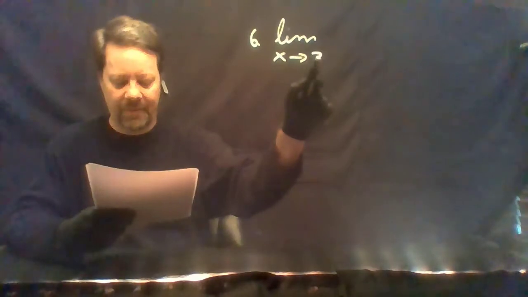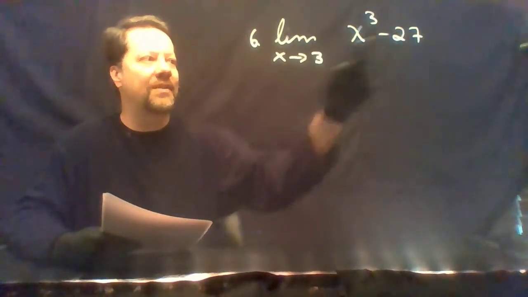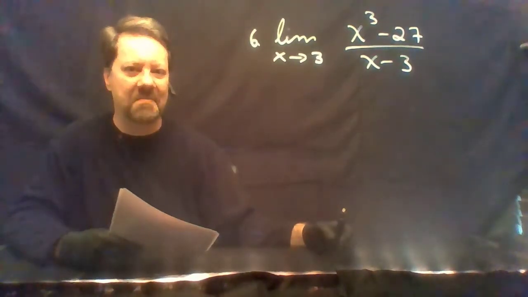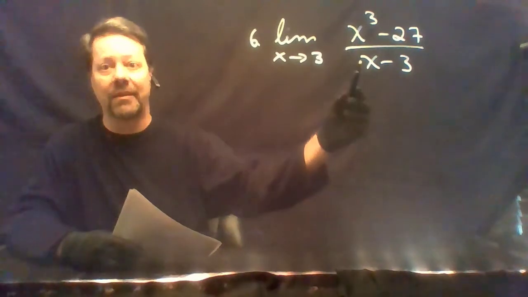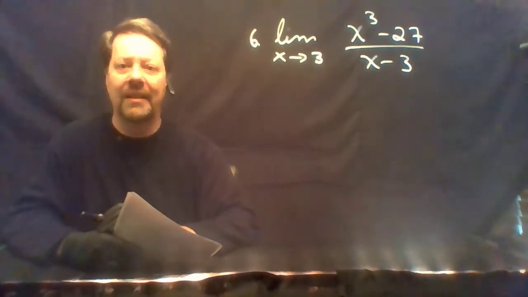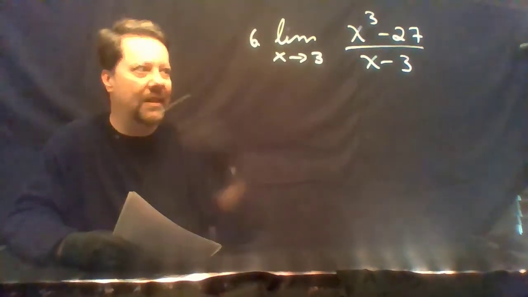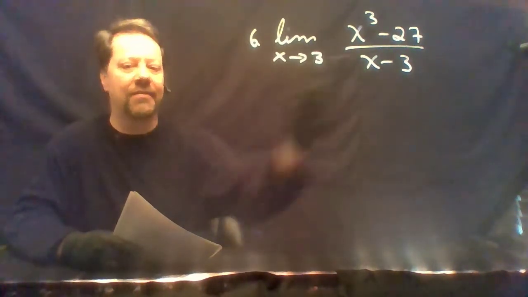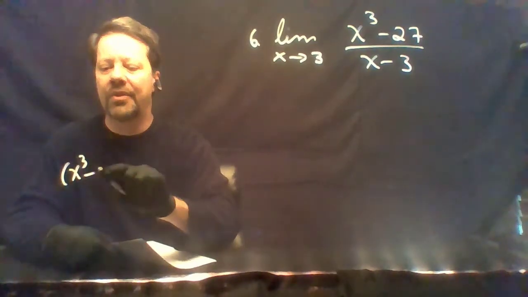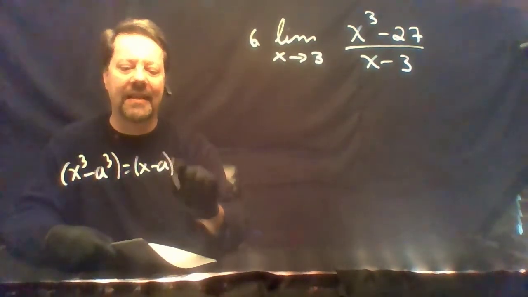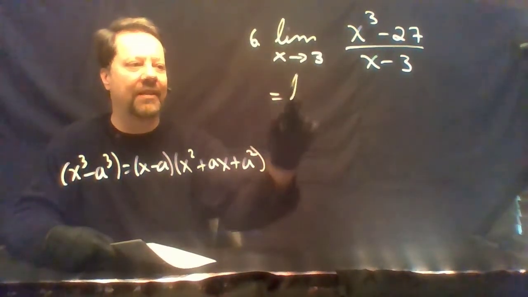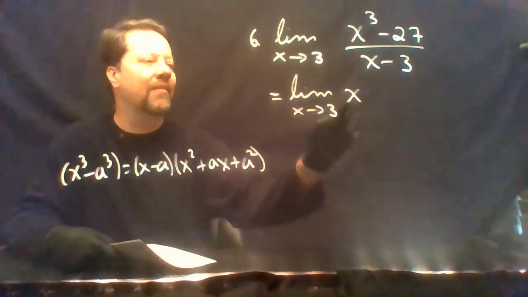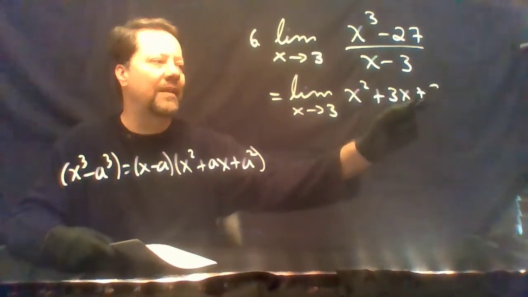On problem number 6, we have the limit as x goes to 3 of x cubed minus 27 over x minus 3. There are a couple ways that you can approach the solution to this problem. One way is by long division. You can actually divide x minus 3 into x cubed minus 27. Another way is by just knowing how to factor a difference of cubes. X cubed minus a cubed is x minus a times x squared plus ax plus a squared. In this case, that would give us the limit as x goes to 3 of x squared plus 3x plus 9.